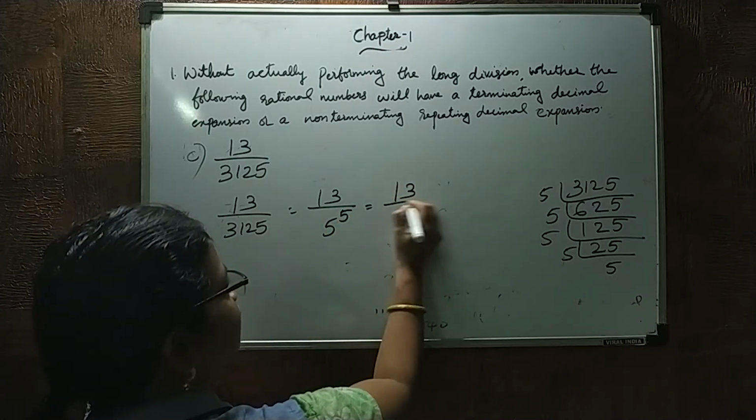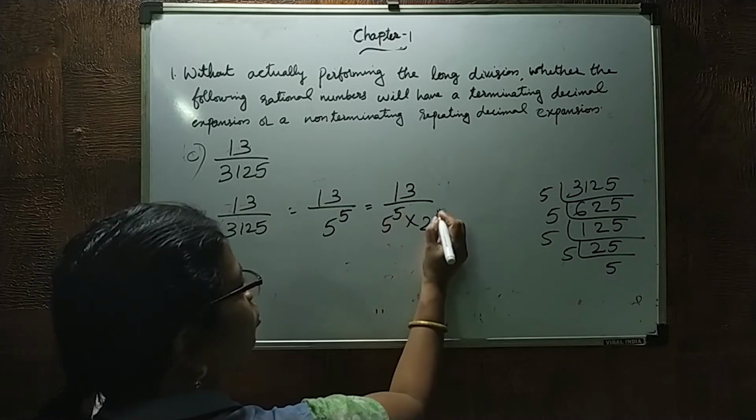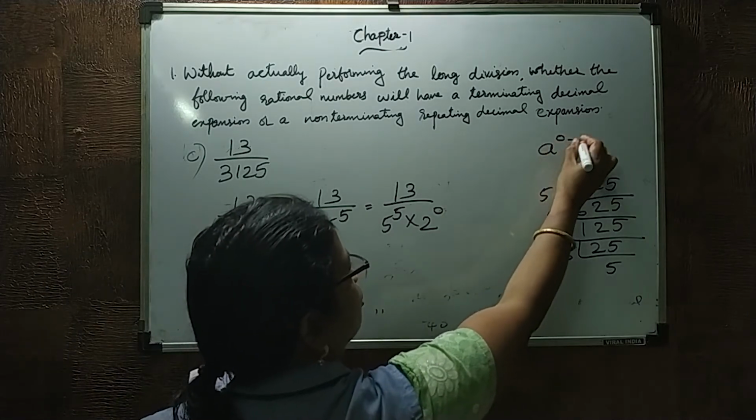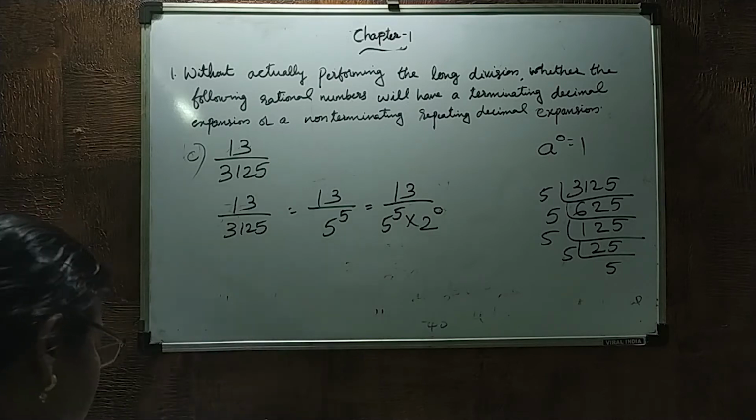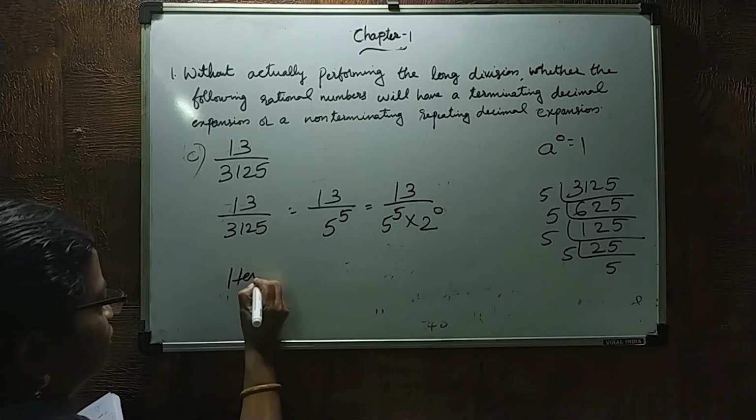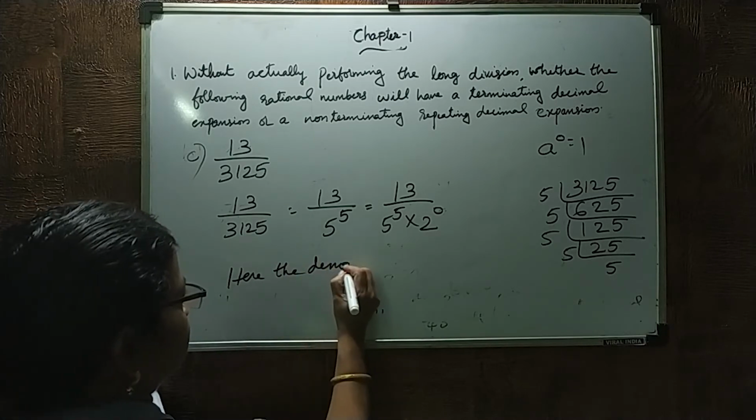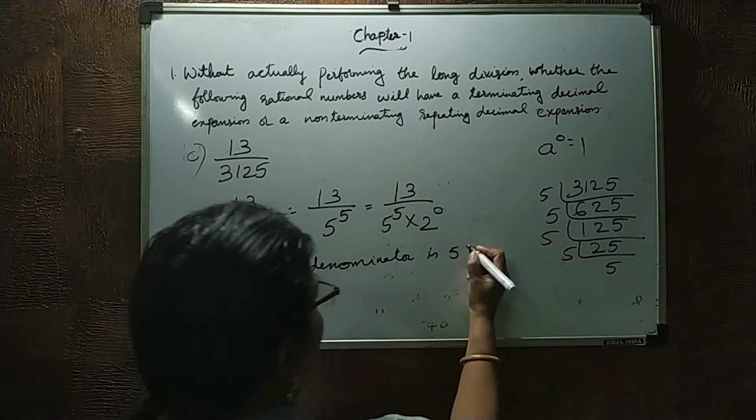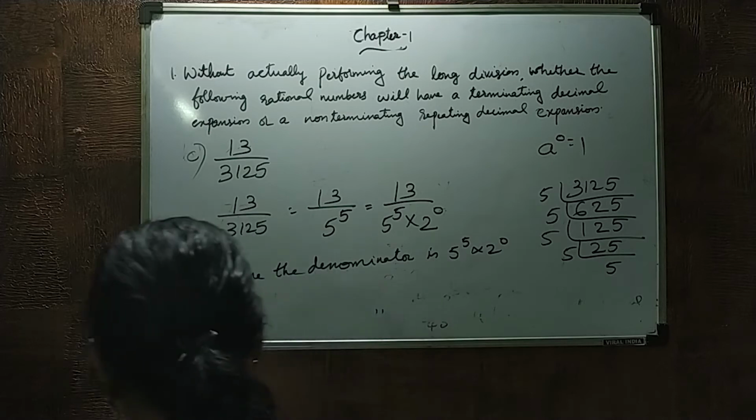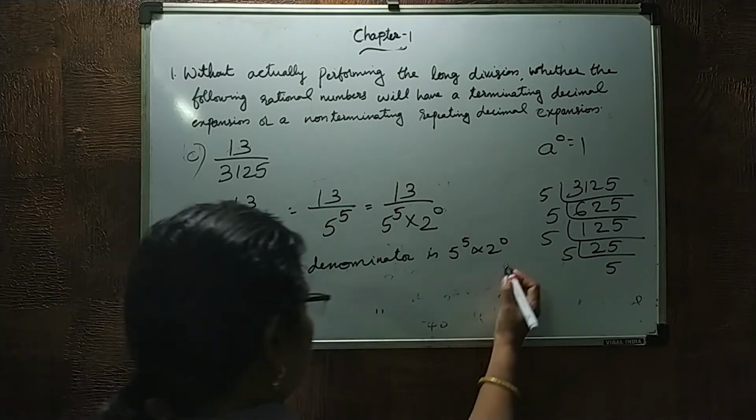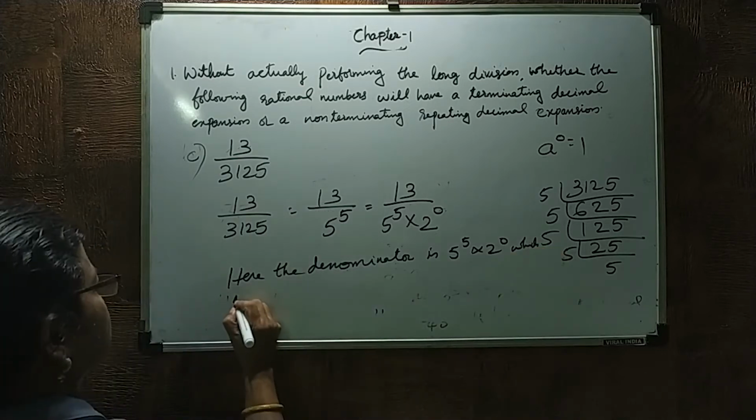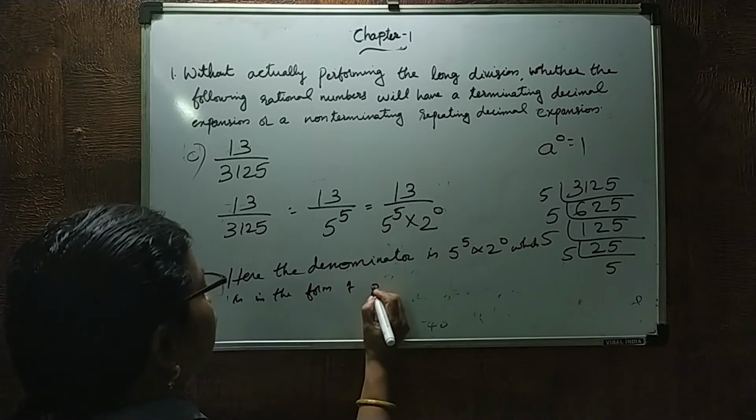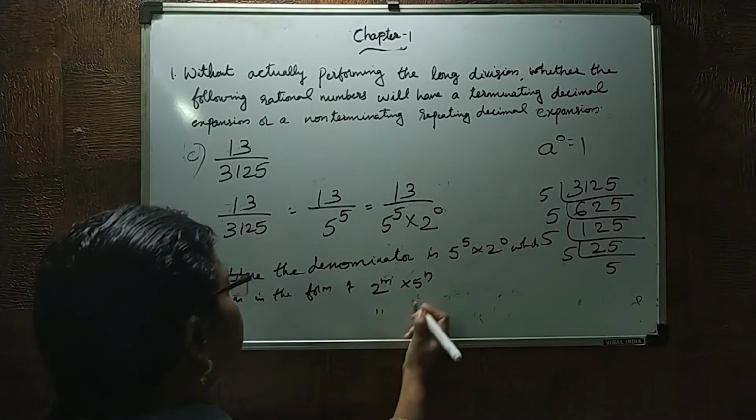So this can be written as 13 by 5 raised to 5 into 2 raised to 0. 1 can be written as 2 raised to 0 because a raised to 0 equals 1. So we can do it like that, and then we have to write the denominator as 5 raised to 5 into 2 raised to 0, which is in the form of 2 raised to m into 5 raised to n.